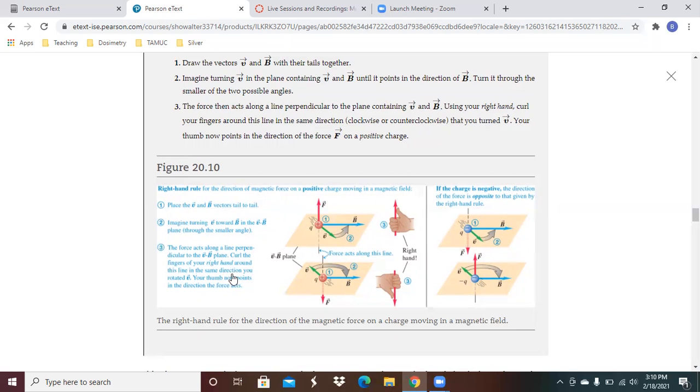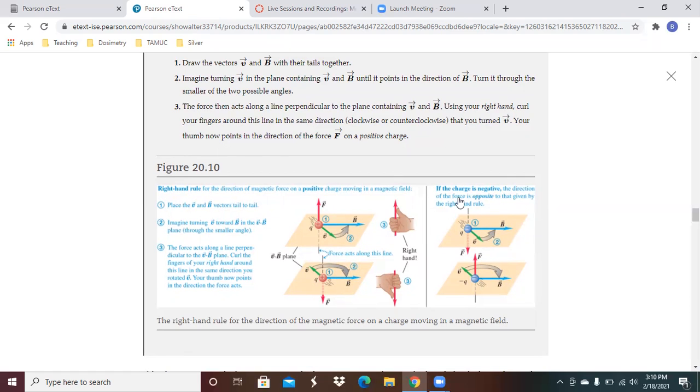So these are all of the steps right here. Let's say you've got the velocity going this way, and you want to take your hand and put your fingers in the same direction as the velocity and then rotate it towards B. If you do that with your right hand, please don't use your left, it gives you the direction of the force, which happens to be this direction.